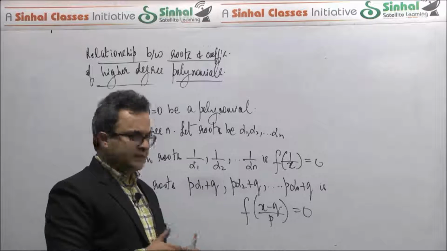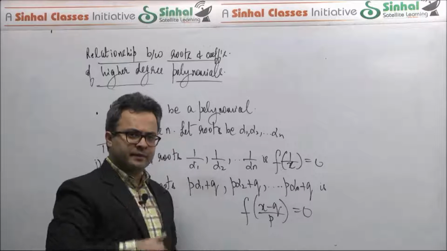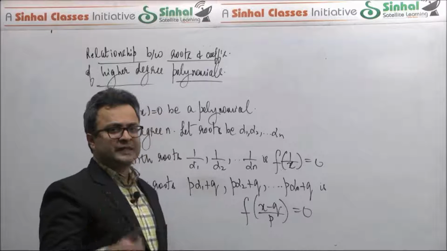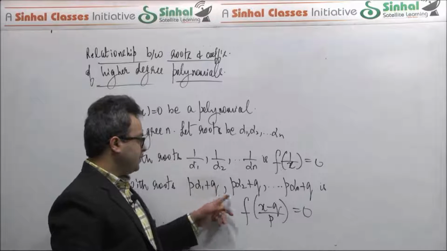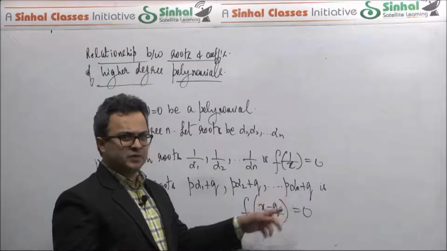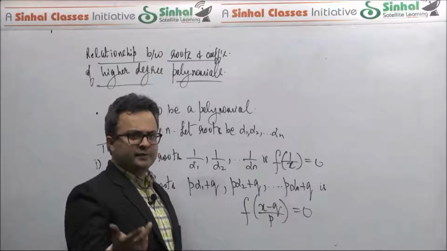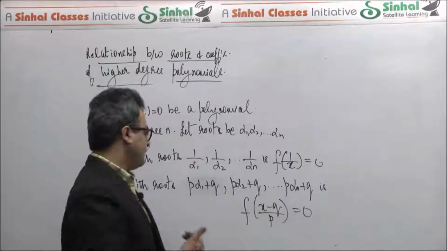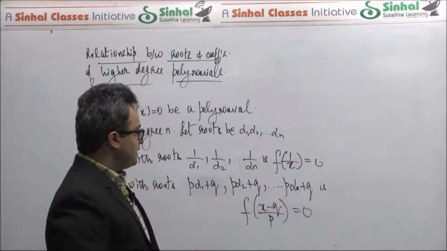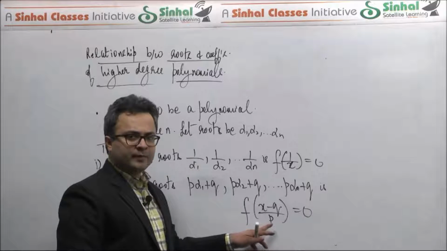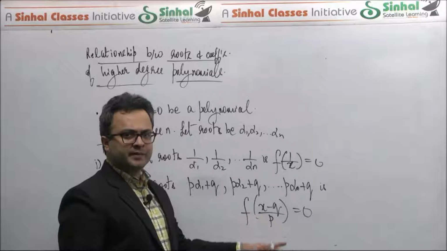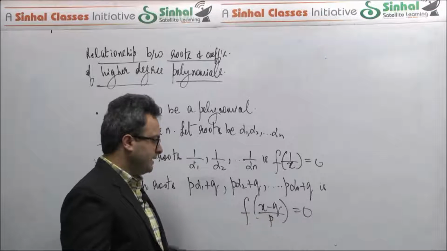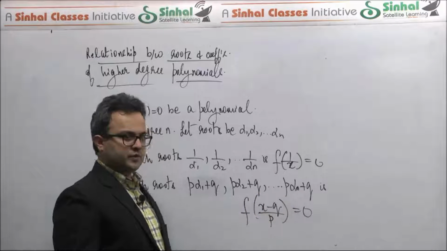That is to say that in the original equation, all you have to do is replace x by 1 by x. And similarly, if you want the roots to undergo a linear transformation, p alpha 1 plus q, p alpha 2 plus q, up till p alpha n plus q, so every root has been multiplied by a factor of p, and q has been added to it. Of course, q could be positive, and p could also be less than 1. In that case, your required polynomial is f of x minus q by p equals 0. That is, subtract q and divide by p, and replace x by x minus q by p.